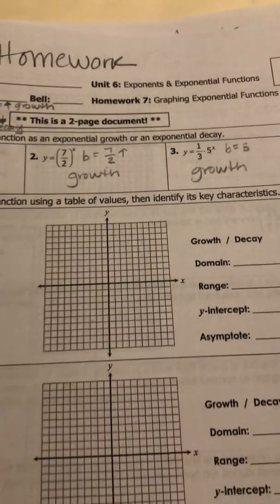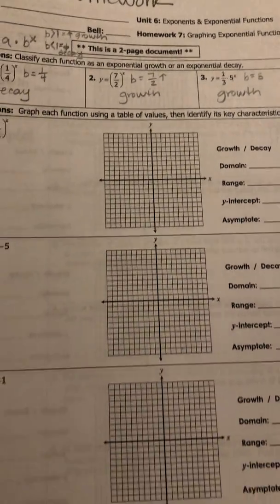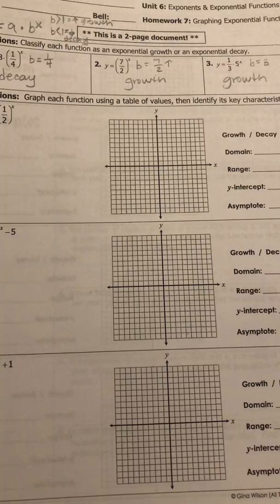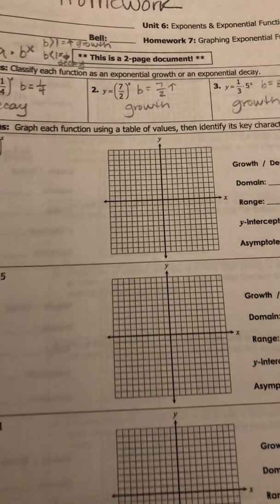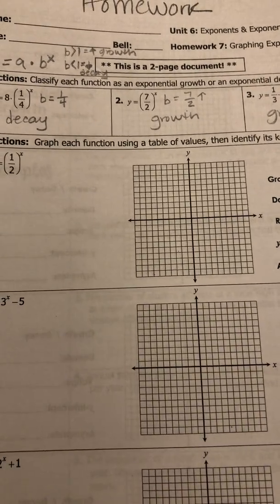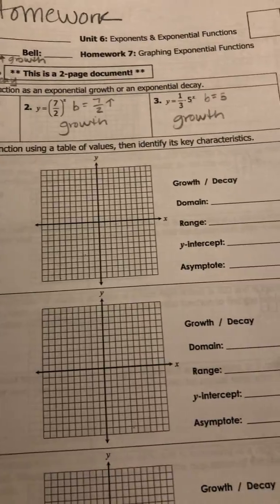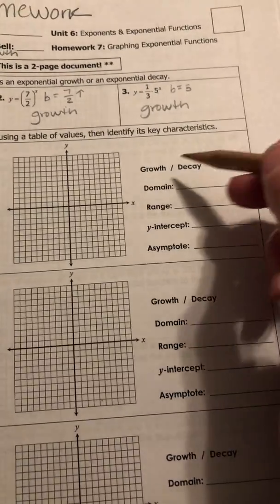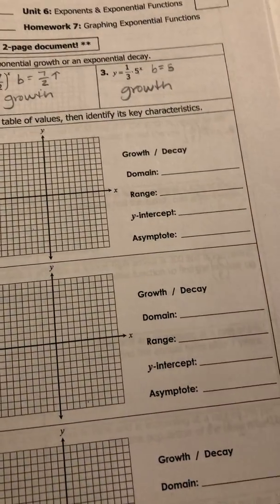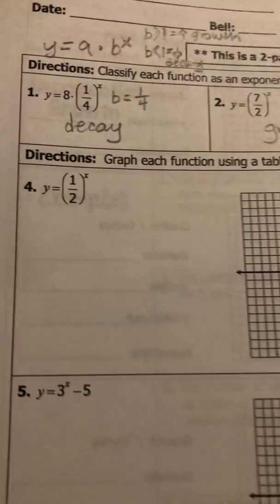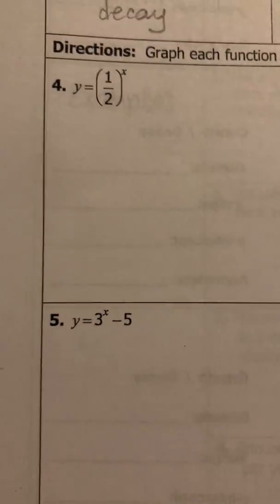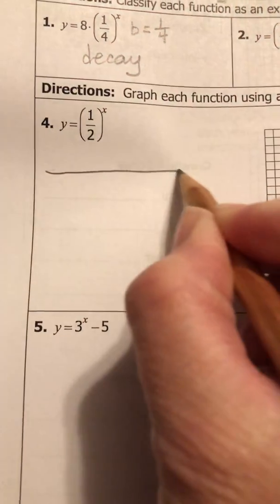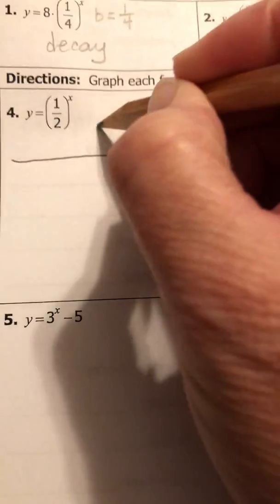If I zoom out a little bit, we're doing some graphing here. I'm probably going to do maybe the first page. We'll see how far I get tonight. We're supposed to graph each function using a table of values, and then identify the characteristics over here. This is going to take a little bit of work and thinking.